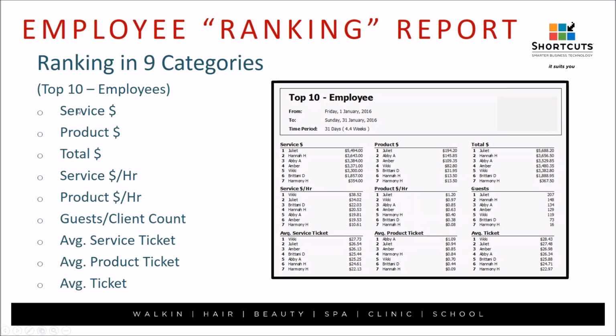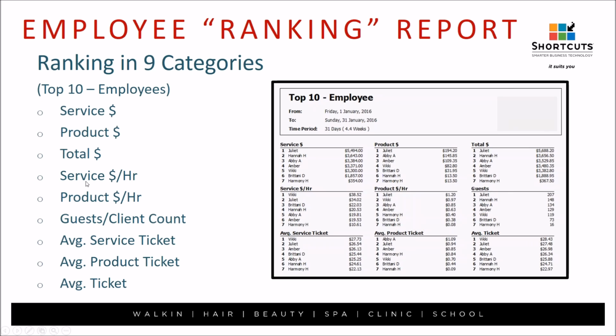Okay, so what it will rank them on is service. What's the top employee for bringing the service dollar value into the business? If we look here, we've got Juliet coming first. She's brought in 5,400, etc. We've got Hannah, who's brought in 3,600, coming second for the service value. The total as well, the product again, so we can take a look at who's our top employee for selling our products, and it will show you there from 1 to 10. It will show you overall, so service and product combined, who's overall bringing us in the most, and in what order.